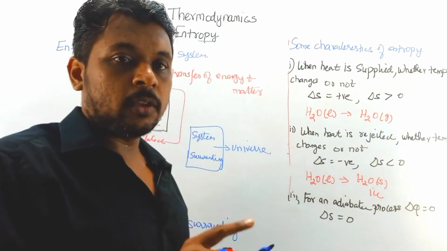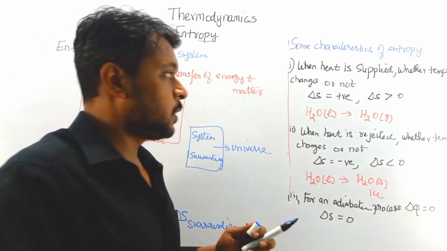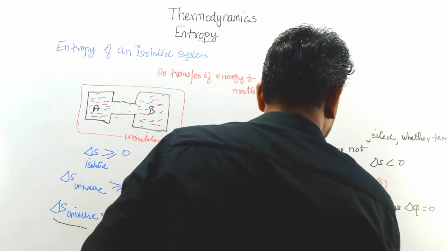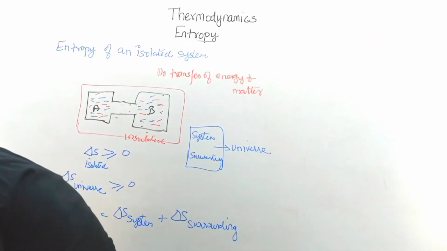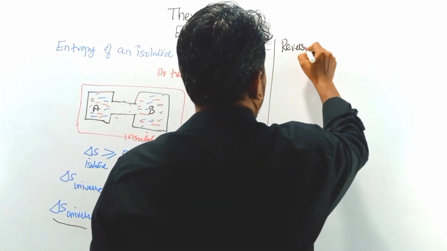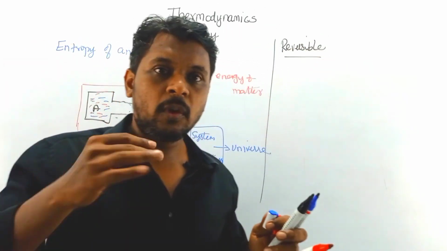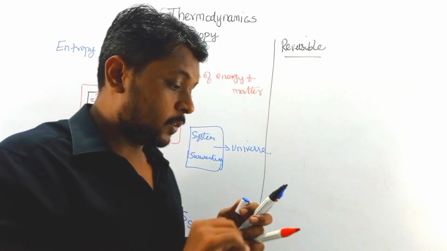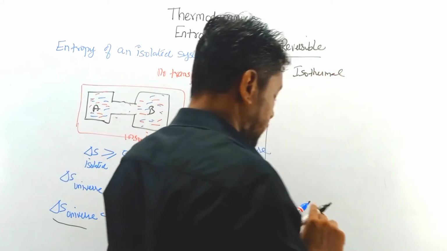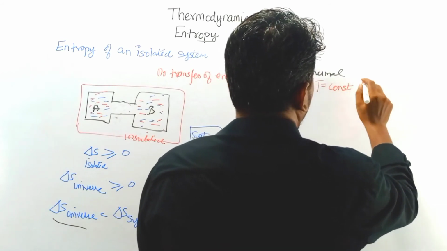So we will see the total value of the change of entropy for a reversible and an irreversible process. So what is it for a reversible process? Let us take it as an isothermal process. In an isothermal process, we know that temperature is constant.